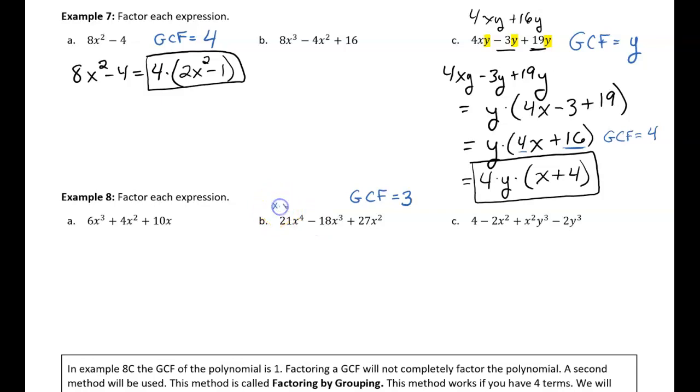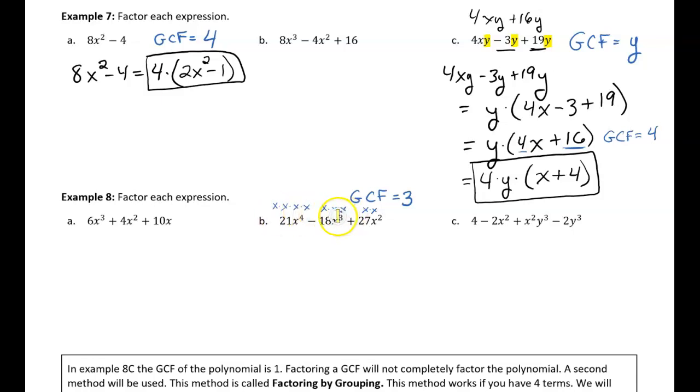So when we write x to the fourth, we're saying we have x times x times x times x. X multiplied 4 times. When we write x to the third, that's x times x times x. And then x squared is x times x. So looking at all of these x's, they're all over. But we want to always figure out the common parts. How many do they have in common?